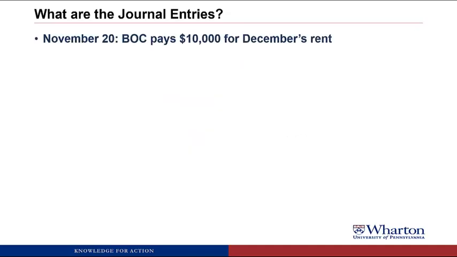Next series of transactions. On November 20th, BOC pays $10,000 for December's rent. So BOC's paid cash, so their cash has gone down, so we need to credit cash for $10,000. The debit is going to be to an asset called prepaid rent. It's an asset because we're either going to get the benefit of occupying the space in the future or we're going to get our money back. So either way, we create an asset called prepaid rent for $10,000 at this point.